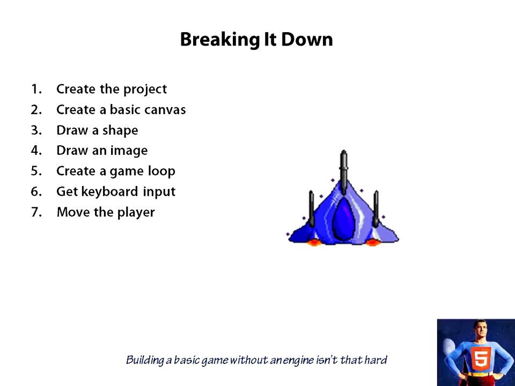And then finally, we're going to make it so we can move the player. If we can get our keyboard input, if we have our game loop, then we should be able to move the player around by changing the position that we draw the player on the screen. And then that's it. We'll have the basics of an HTML5 game.